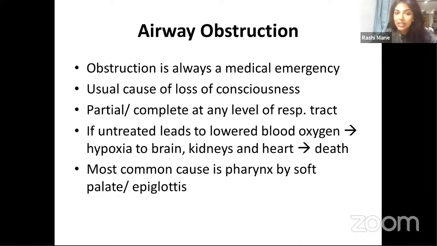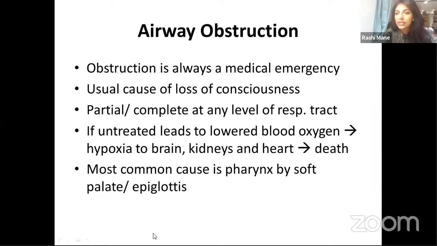When it's obstructed, it can cause a loss of consciousness. It can either be partial or complete, depending on any level of the respiratory tract. And if it's left for a long time, it causes lowered blood oxygen, causes hypoxia to the main organs such as your brain, kidneys, and heart. And if this prolongs for a very long time, it can lead to death. I think if you remember your death cycle, it takes like 3 to 5 minutes for a hypoxic brain to cause brain damage and then death.